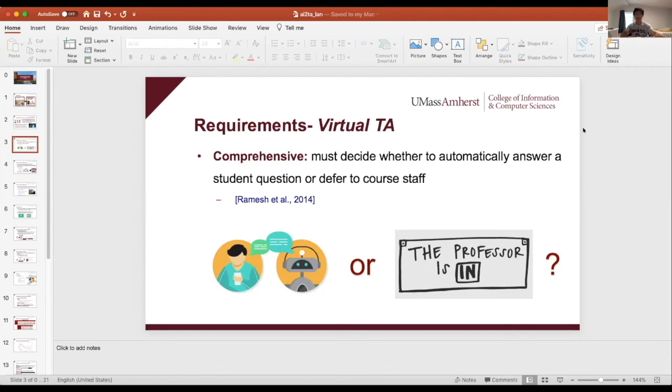Because it must decide whether to automatically answer a question or defer to the course staff, for several different reasons. The most obvious reason is just that some of these student questions are simply not answerable by a machine. You would have to expect that a human can answer it. And it would be smart for an AI algorithm to realize that this is a time that we should just defer it to the teachers.